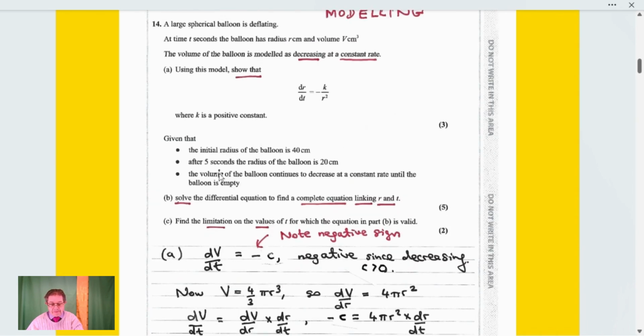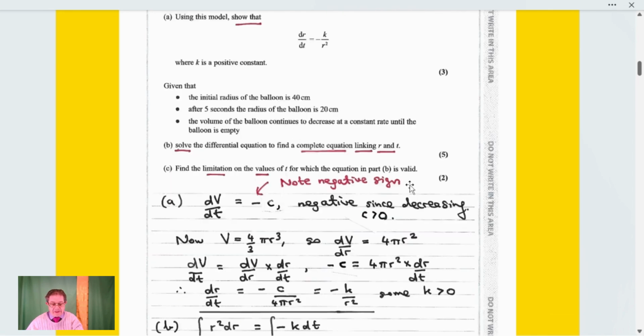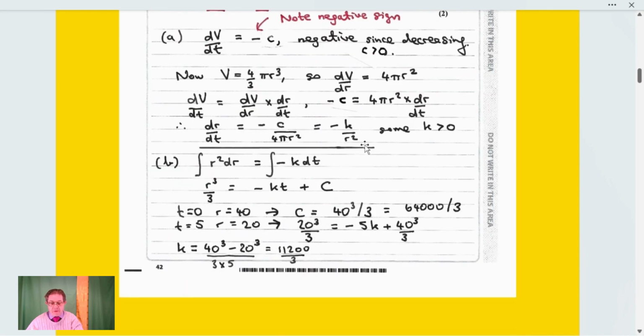Part B, we've been given some information: initial radius, radius after 5 seconds, and the volume continues to decrease until the balloon is empty. And we're asked to solve the differential equation to find a complete equation linking r and t. So taking our differential equation, we separate variables and integrate. R's to the left, t's to the right. The integral of r squared dr equals the integral of minus k dt. Integrate: a third r cubed equals minus kt plus c.